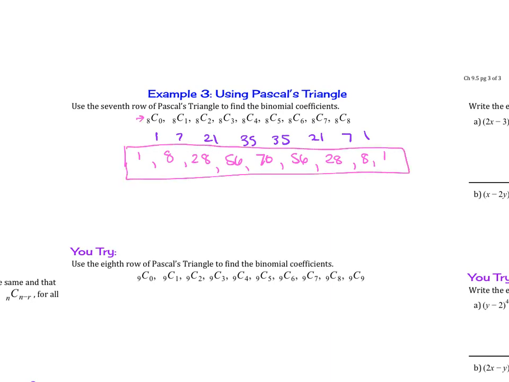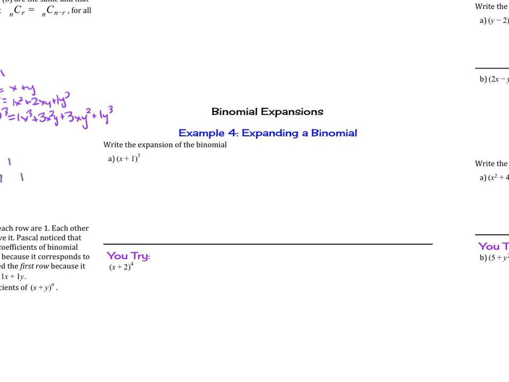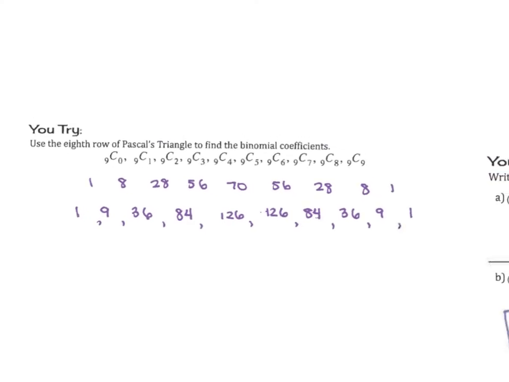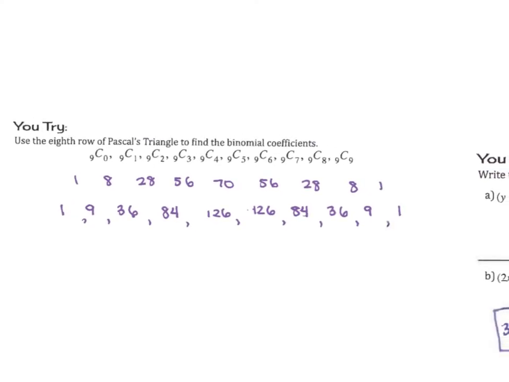Now use the 8th row, so the row that we just did, to find the coefficients for these values here. So rewrite this one below and then try to find the coefficients. All right, so if you tried it out, you should have gotten these values: 1, 9, 36, 84, 126, 126, 84, 36, 9, and 1.